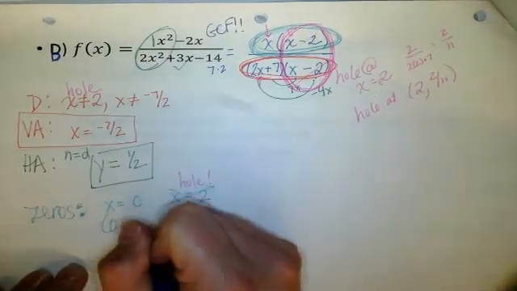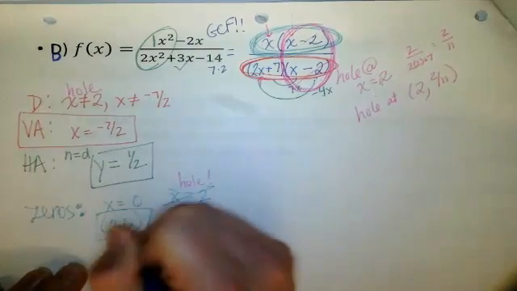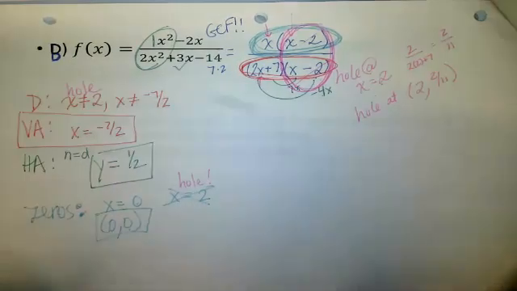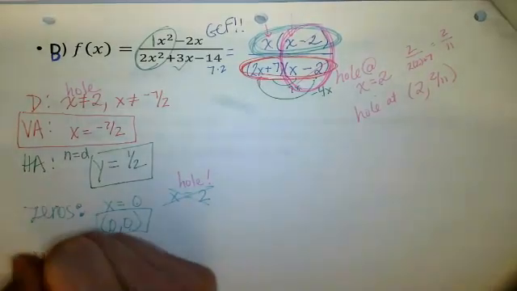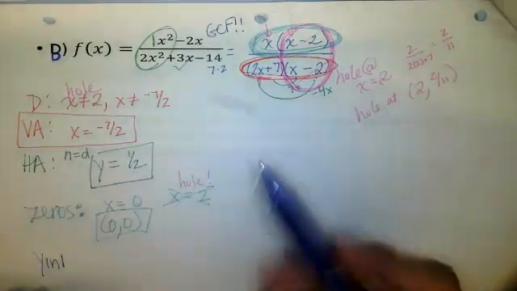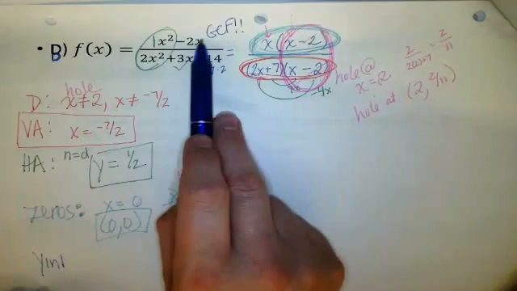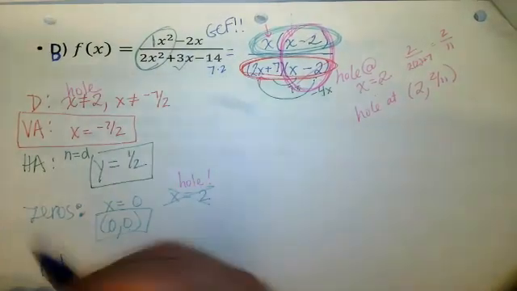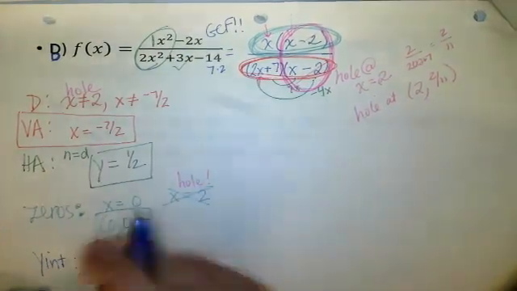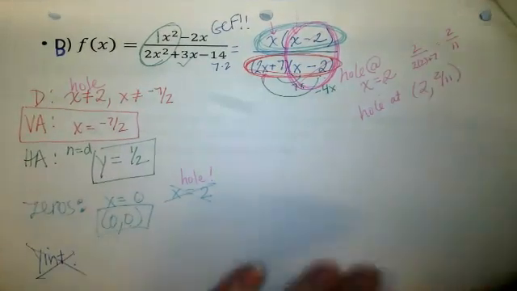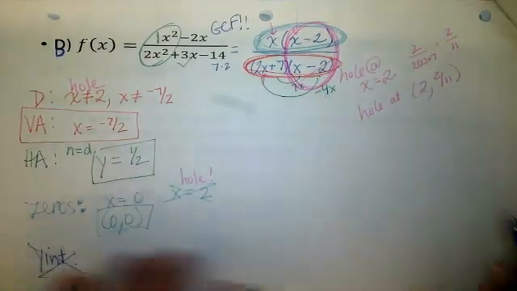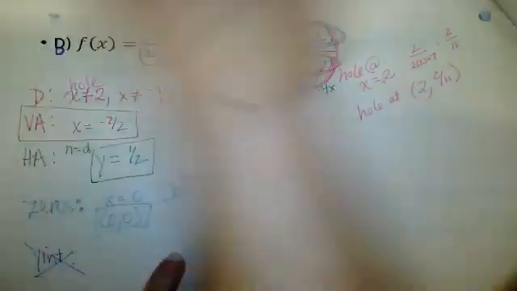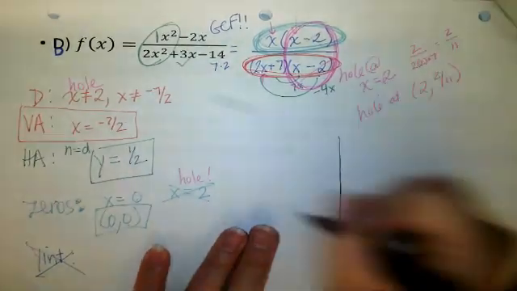So we have the ordered pair 0 for x, 0 for y. And if I want to find my y-intercept, the y-intercept happens to be 0. 0 divided by 14 is 0. It's a double intercept. It's an x and a y-intercept. All right, so making a sketch here.